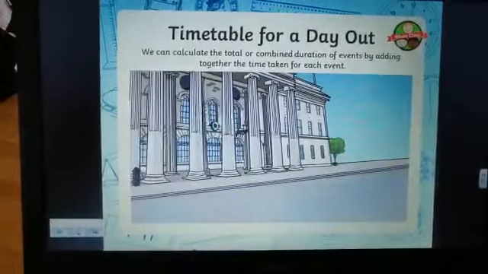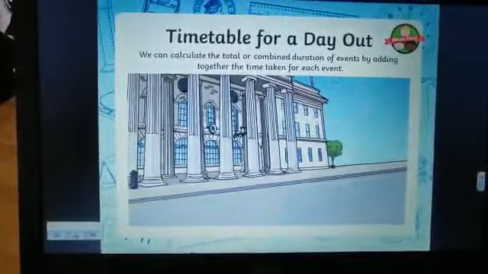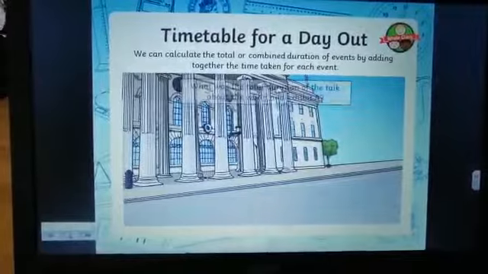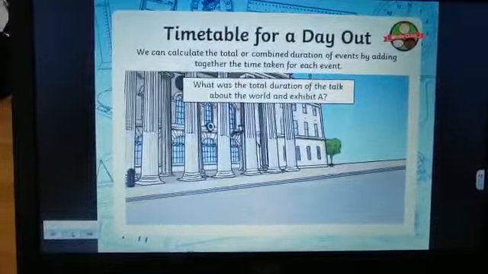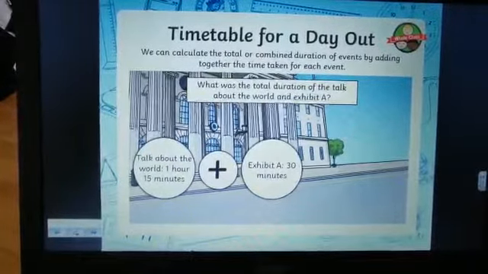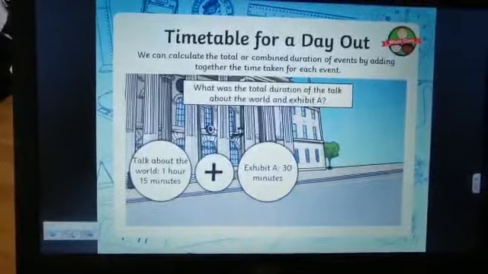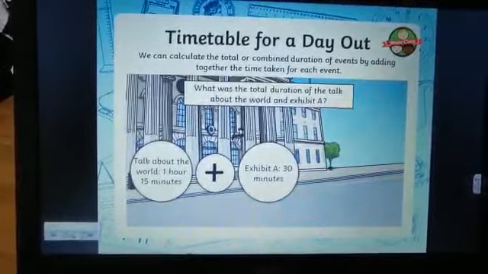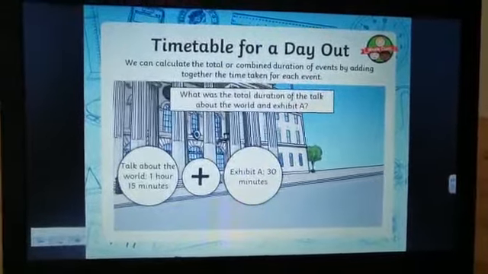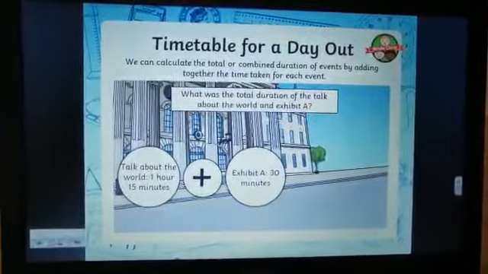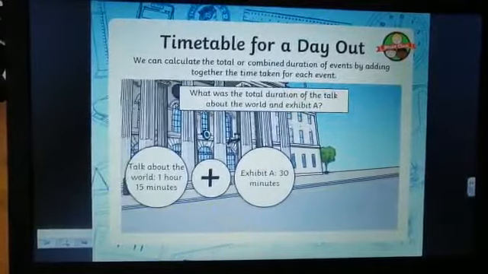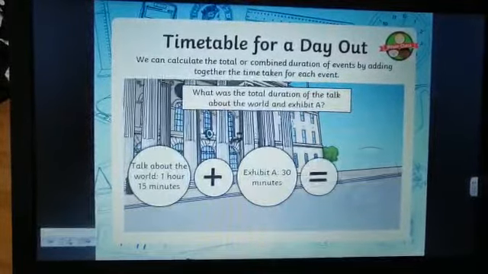And again, we've used a number line. We can calculate the total or combined duration of events by adding together the time taken for each event. So the total duration of the talk about the world and Exhibit A: the talk about the world took 1 hour and 15 minutes. Exhibit A only took 30 minutes. Now again, I can't use the column method for this, just in case it takes me over the barrier for the next unit of time. We should just keep using our number lines for this.